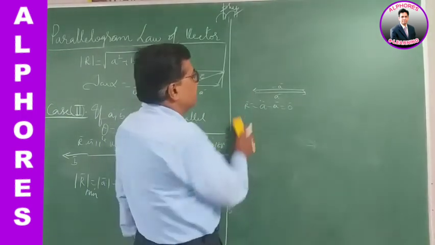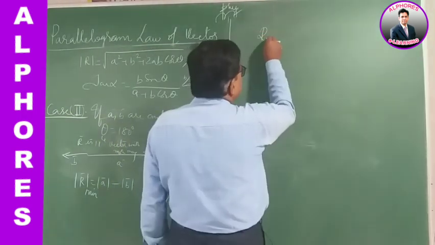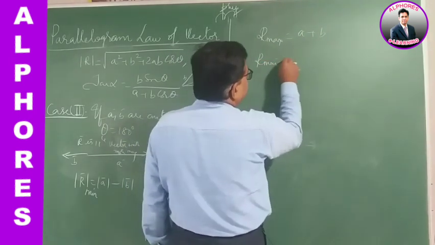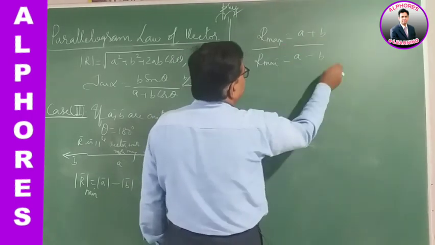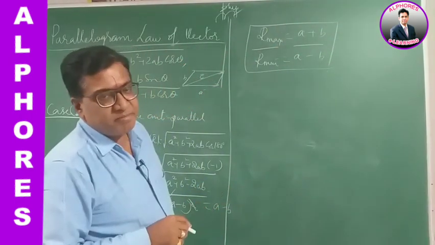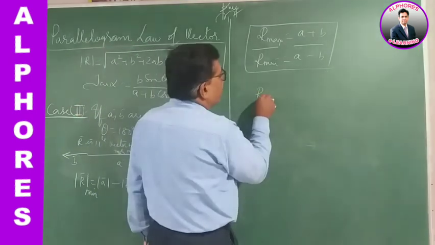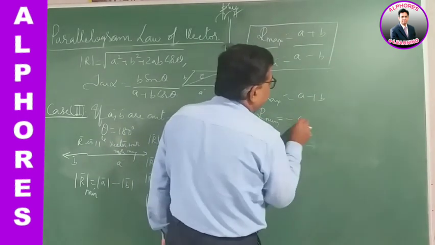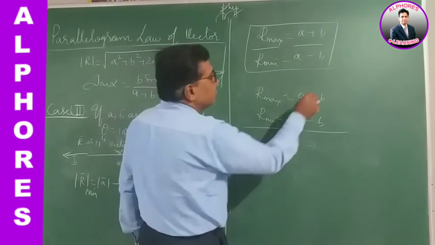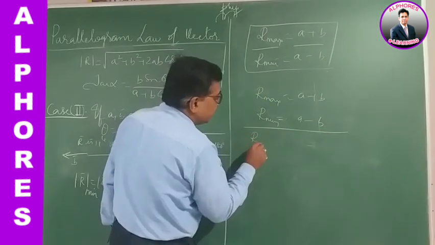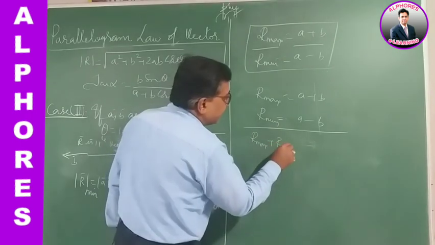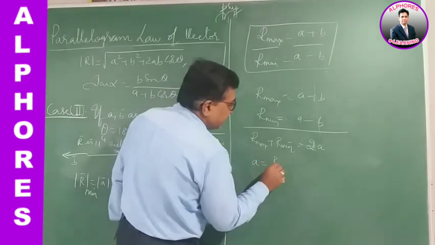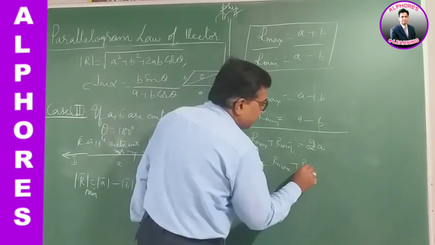So in case 1, we have found the maximum resultant of the vectors is A plus B, and the minimum resultant of the vectors is A minus B. If I take the ratio, R max to R min is A plus B by A minus B. You can even make out: R max is A plus B, R min is A minus B. Now add both, plus B minus B cancel. So maximum resultant plus minimum resultant is 2A. So the magnitude of the first vector is R max plus R min by 2.